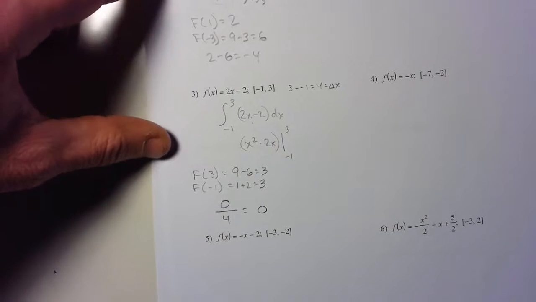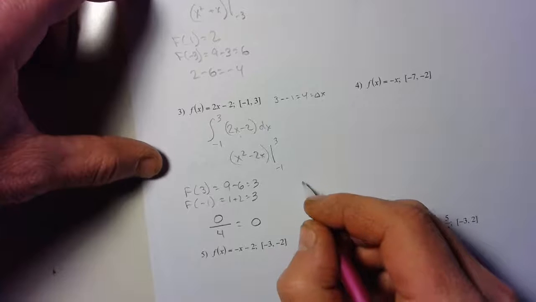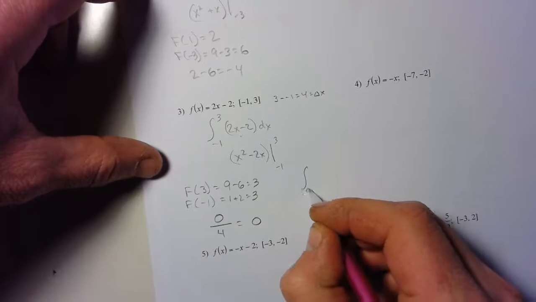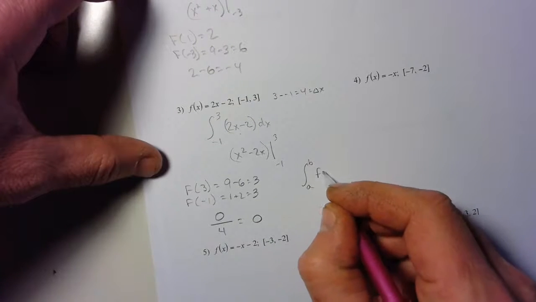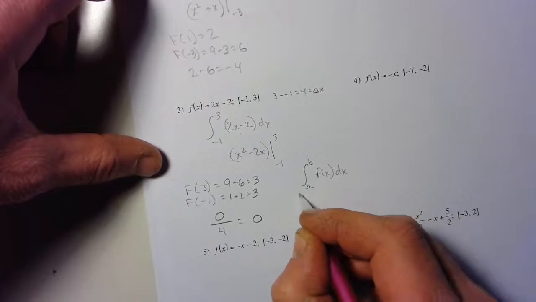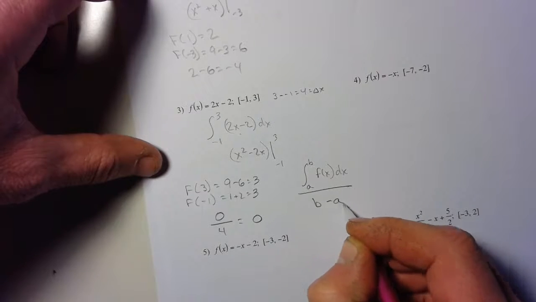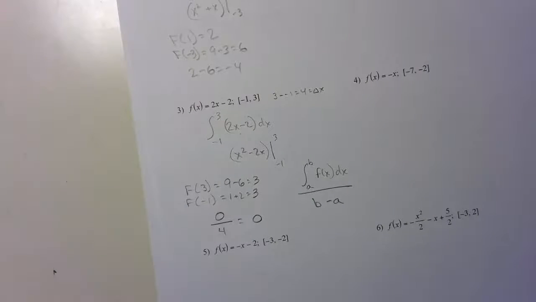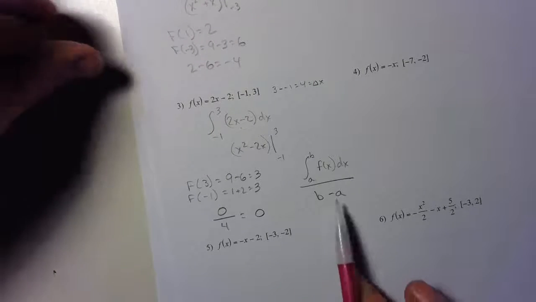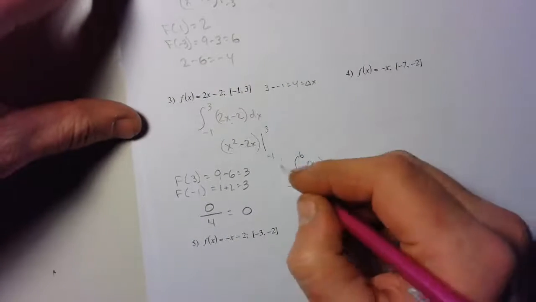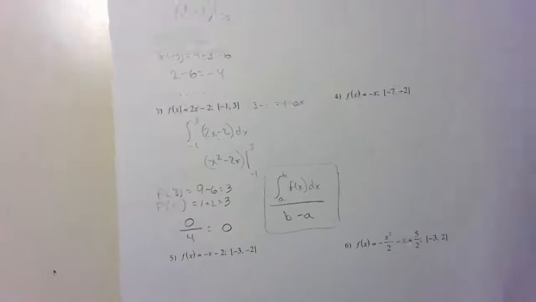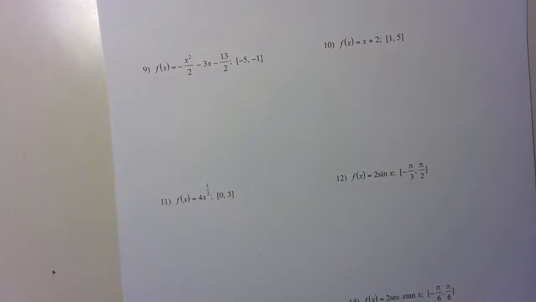Now this can be summed up with this formula. You take the integral from a to b of your function and then divide by b minus a. This says find the area from a to b, and then b minus a is the change in x, and that's going to be my average value. That's my formula, and this worksheet is basically going to be doing that over and over again.